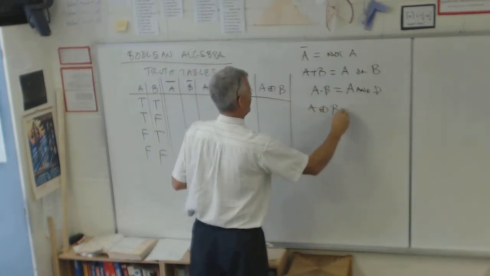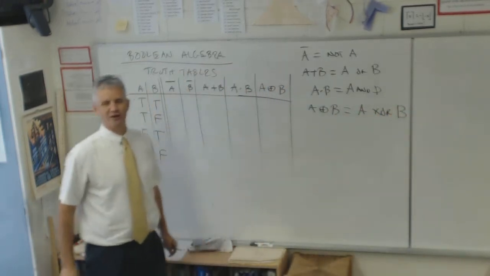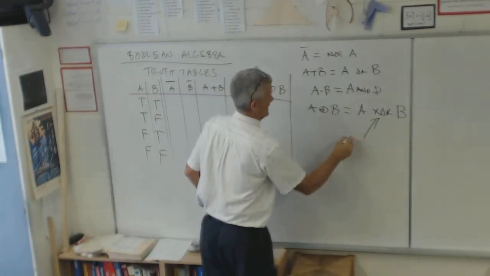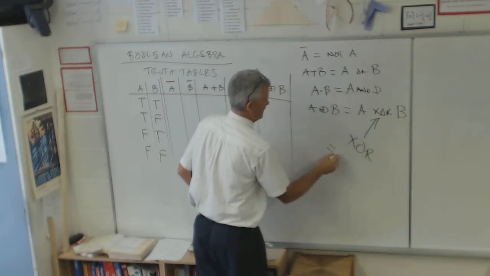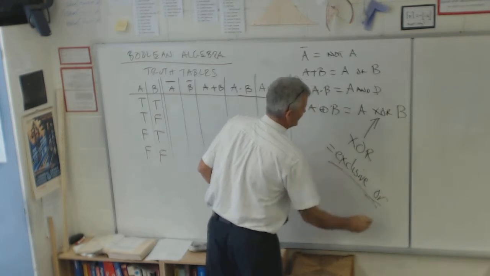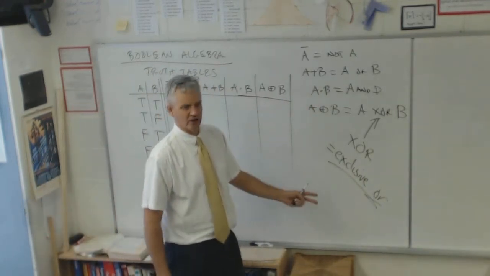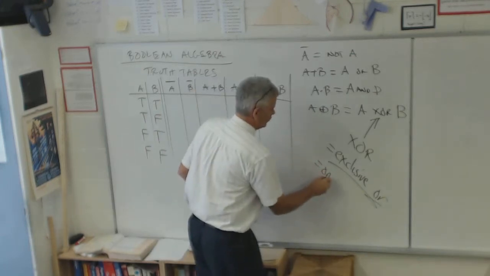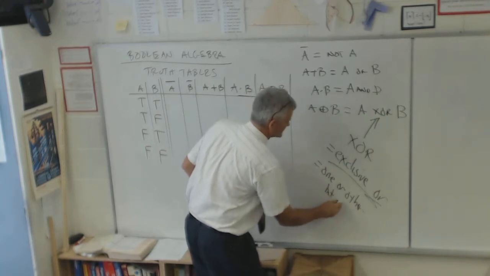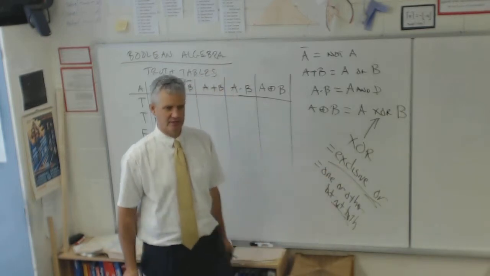It's called XOR, exclusive OR. It's a little different from the way our language works. It means one or the other, but not both. It's exclusively or. It's not both of them.